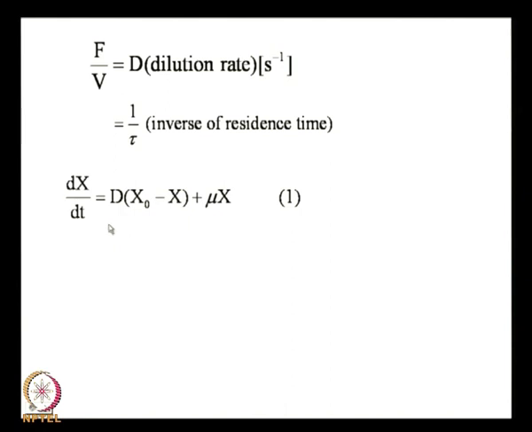So, when you do that, you can put dx/dt equals dilution rate D, instead of 1 over tau. In this course, we will use the dilution rate D instead of the residence time. So, dx/dt is D(x0 minus x) plus mu x, and ds/dt is D(s0 minus s) minus mu x over Y. Fine.